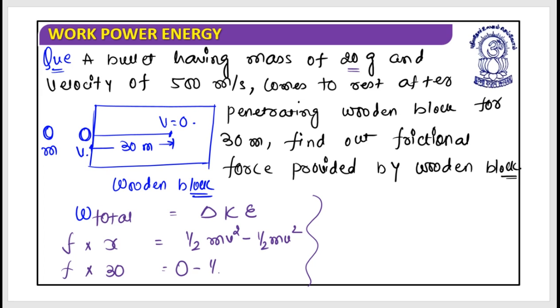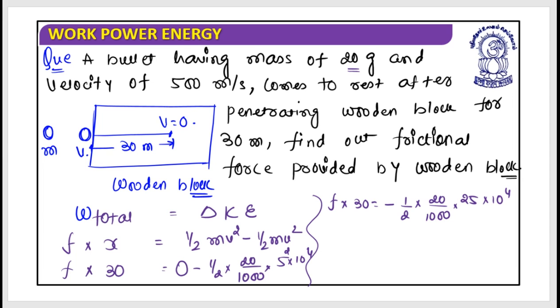0 minus half multiplied by 20 divided by 1000 multiplied by u square. This is 500 square. It's 5 square multiplied by 10 to the power 4. So F into 30 is equal to minus 1 by 2 multiplied by 20 divided by 1000 multiplied by 5 square. It's 25 into 10 to the power 4.